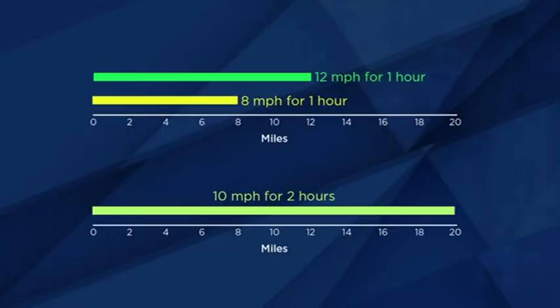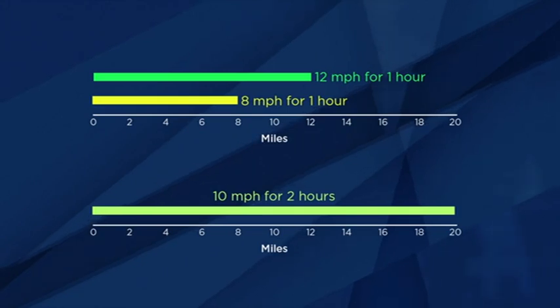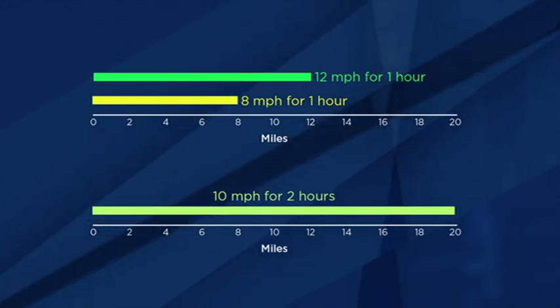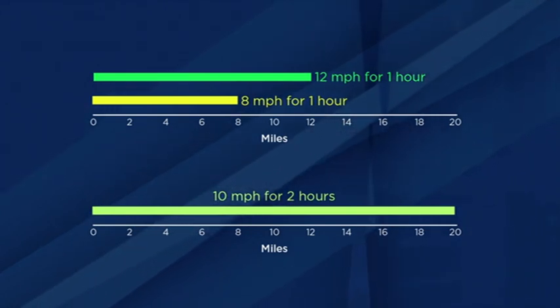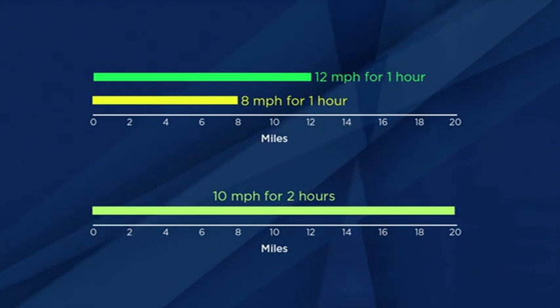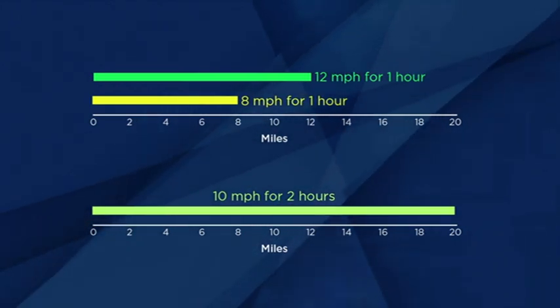Suppose we travel at 12 miles per hour for 1 hour and then at 8 miles per hour for 1 hour. That means that we go 12 miles the first hour and 8 miles the second hour for a total of 20 miles. But if we had traveled at 10 miles per hour for 2 hours, we would have gone the same 20 miles. But that's not the scenario of this puzzle. In our context, half the trip means half the distance.